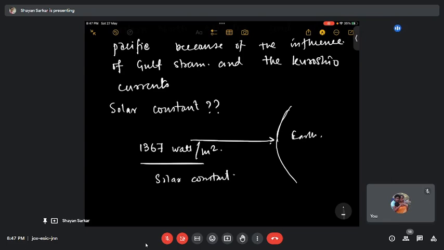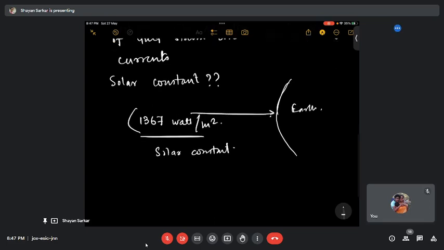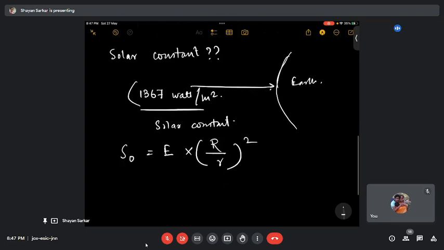So solar constant is the amount of solar radiation that is coming perpendicular to the atmosphere or the earth's surface, that is called solar constant. Okay, and this is the value of solar constant. Solar constant actually it depends on R square by small r square on this equation.